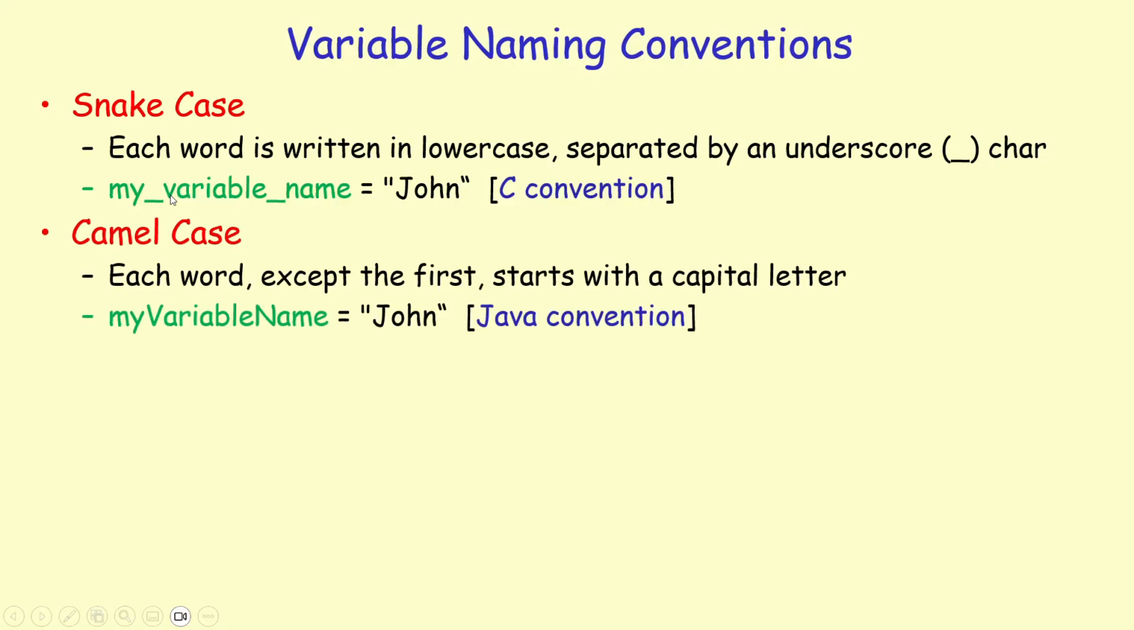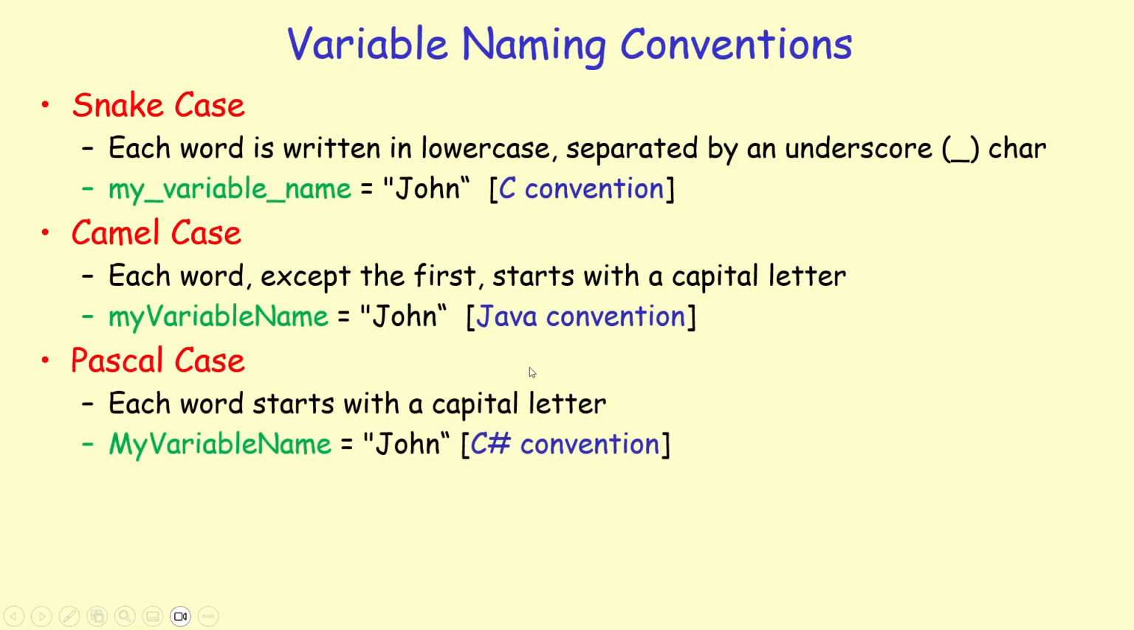The second variable naming convention is camel case, which is adopted by Java. What they do is the first character of the first word, which is my, starts with a lowercase character. Then every other word within the variable starts with an uppercase or capital character. So my, capital V, and capital N. So myVariableName, you see that V is capital, N is capital. So this is the Java convention.